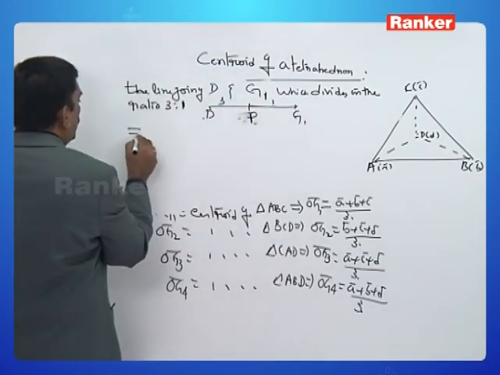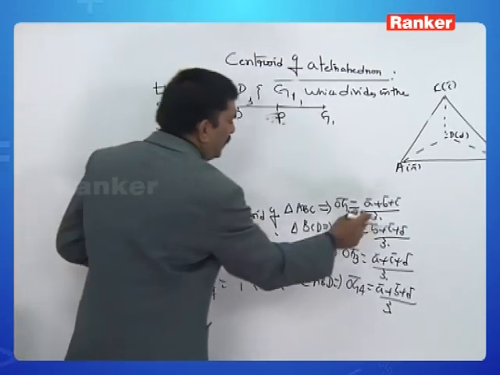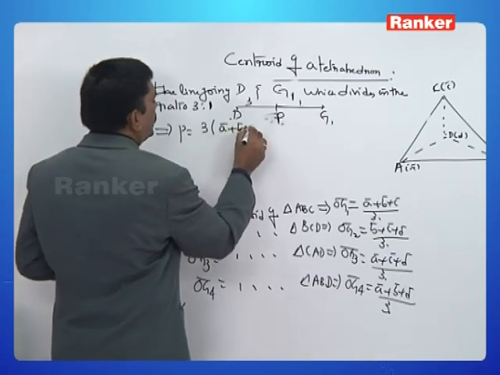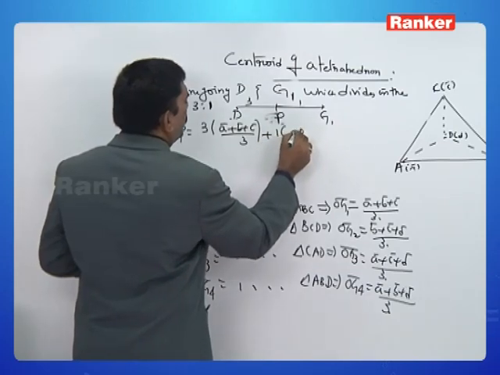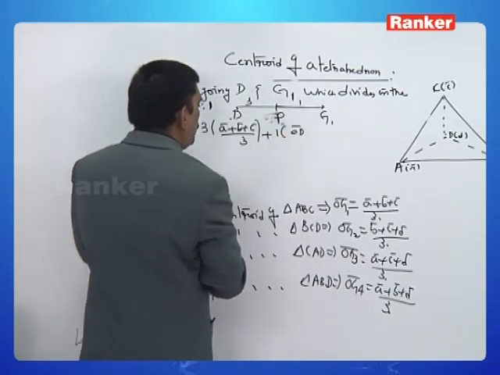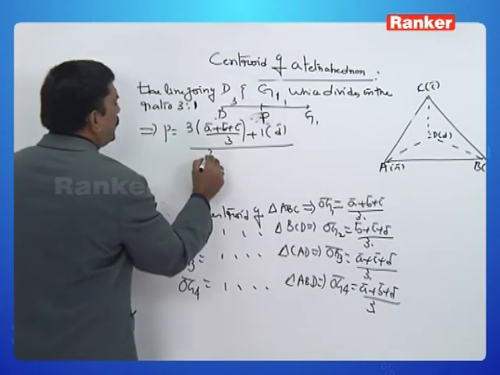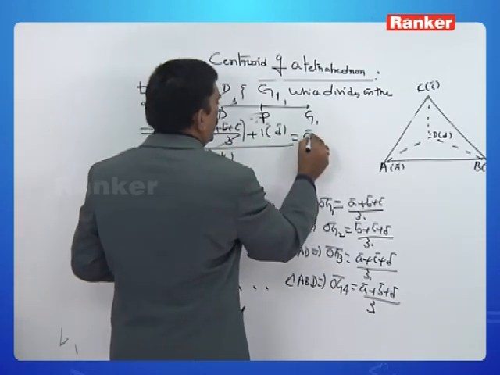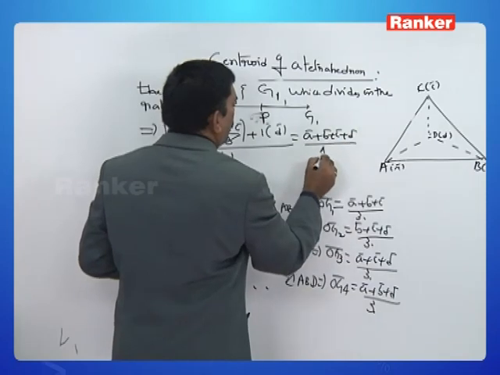So I can write P is equal to 3 into G1, that is nothing but (A bar plus B bar plus C bar) by 3, plus 1 into OD bar, divided by 3 plus 1. The 3 gets cancelled, and I get (A bar plus B bar plus C bar plus D bar) by 4.